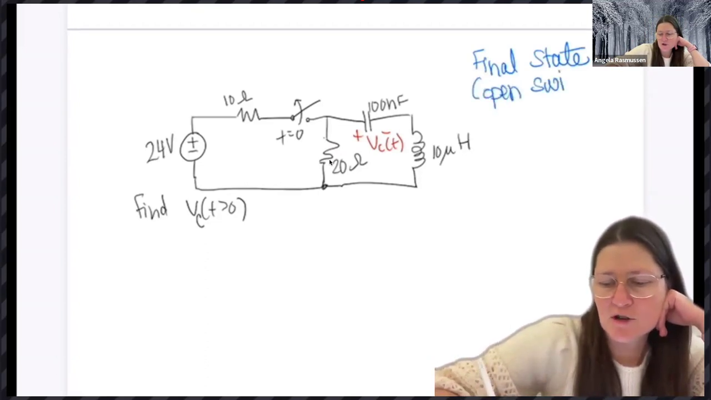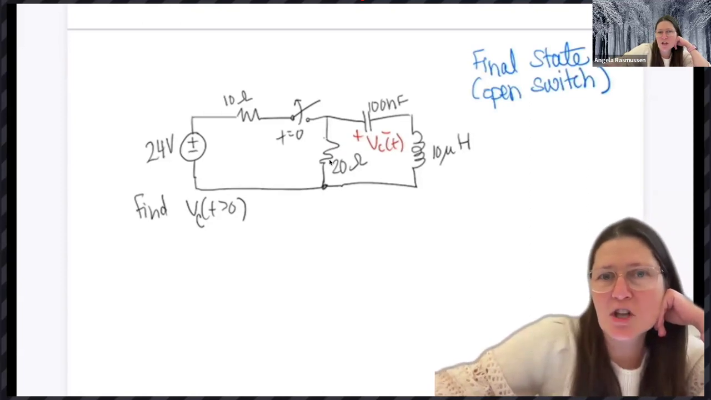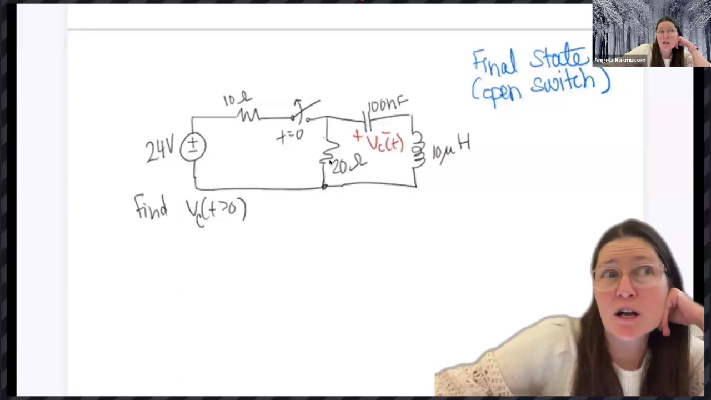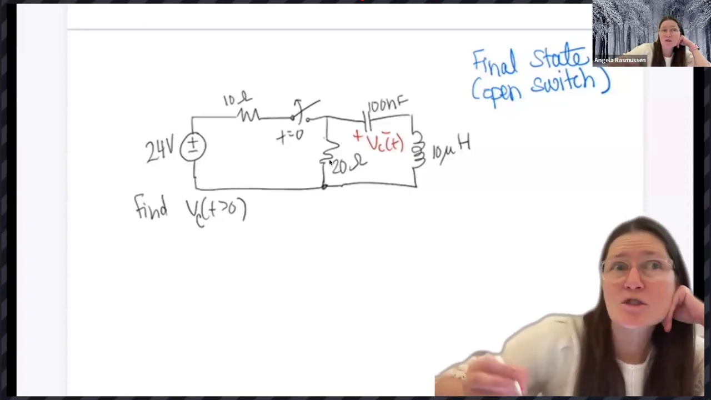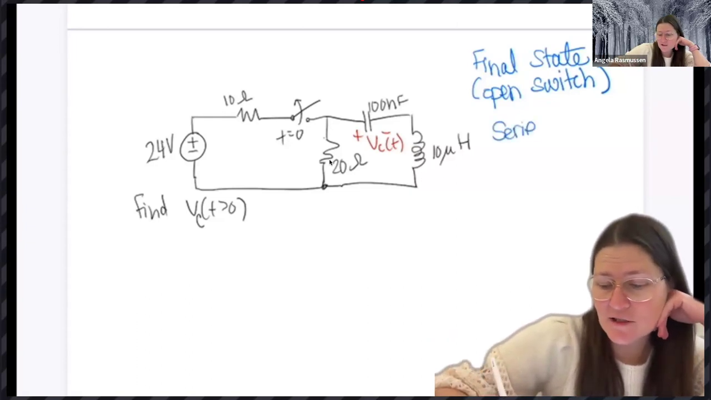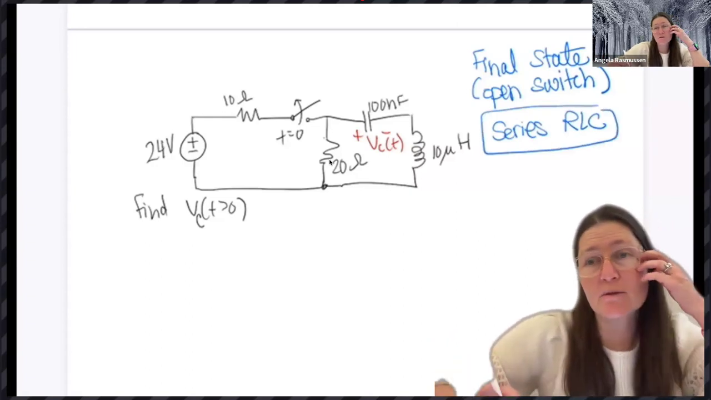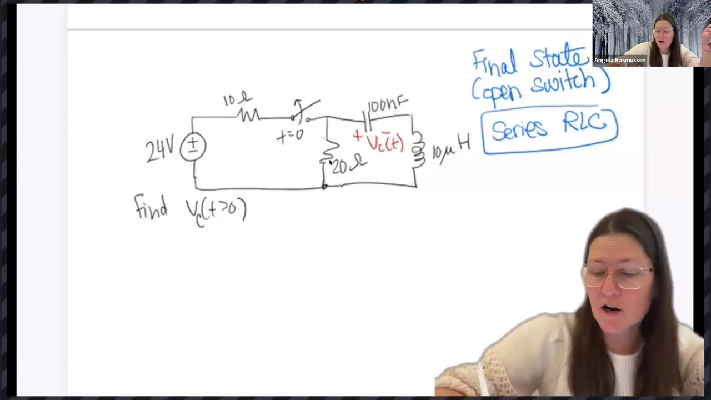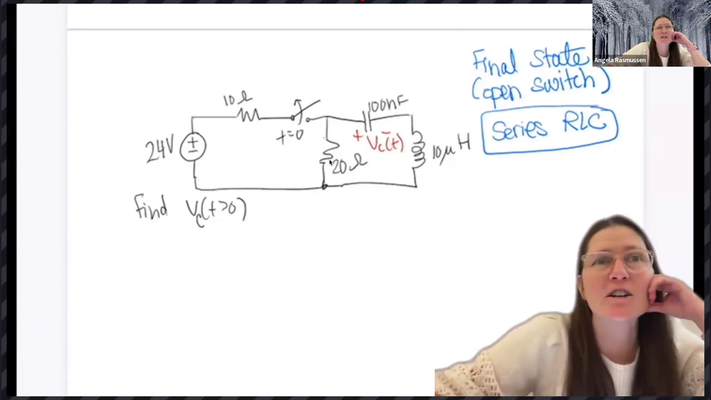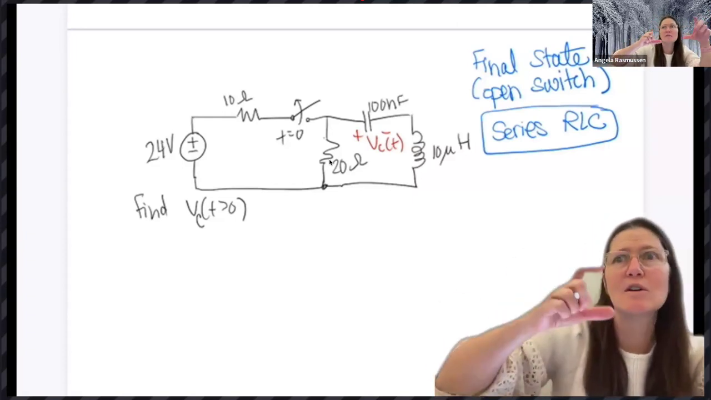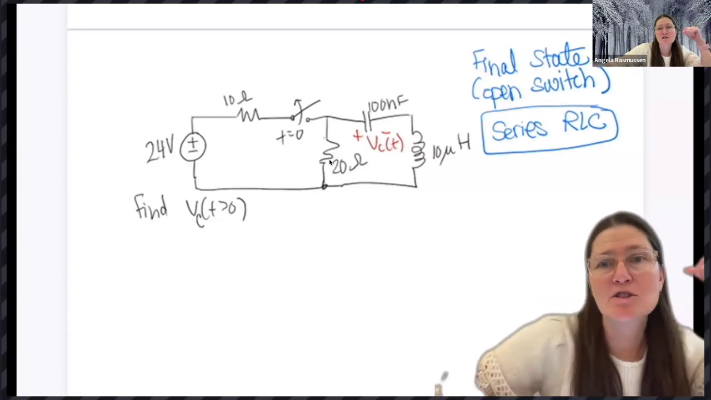Open switch. And so what does it look like for the C in comparison to where the L is? Do those look like they're in series to each other or in parallel to each other? Series, correct. So this would be a series RLC. So you're going to look at the relationship with the L and the C. They are going to be the critical positions of whether they're in series or parallel.